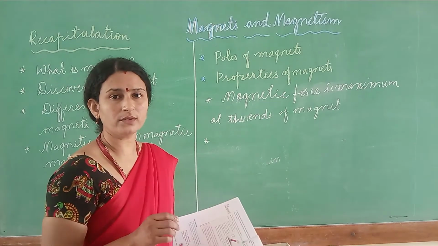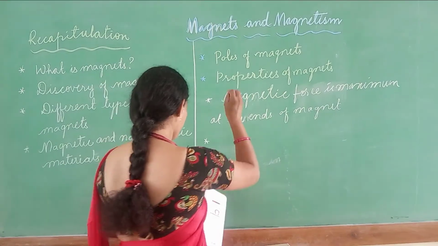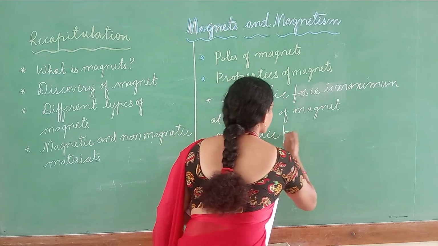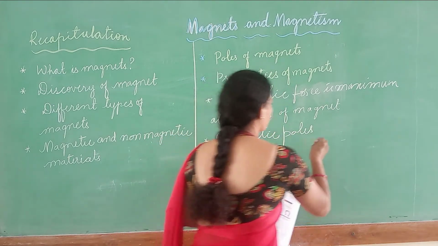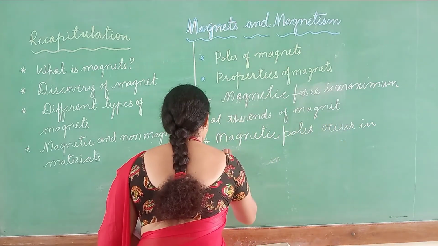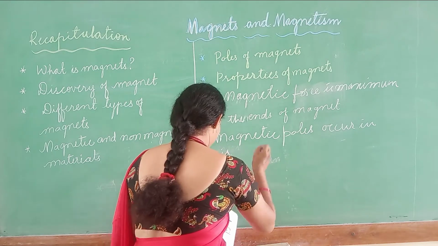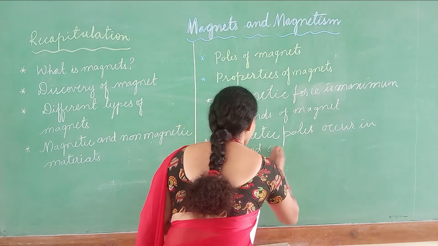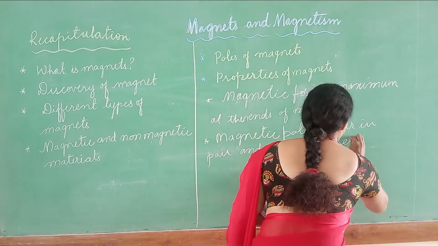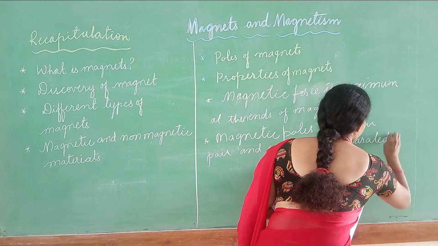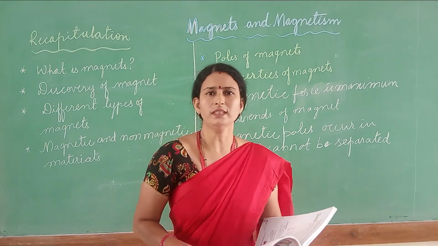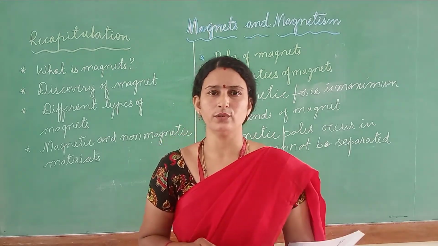And the second property of the magnet is magnetic poles. Magnetic poles occur in pairs and they cannot be separated. Another small activity we need to perform.